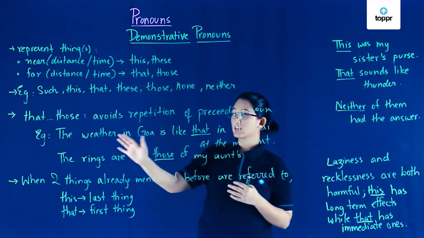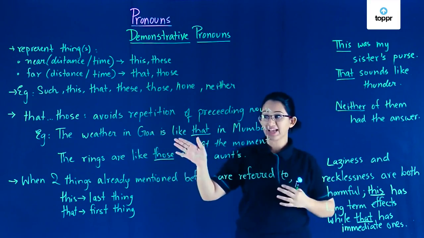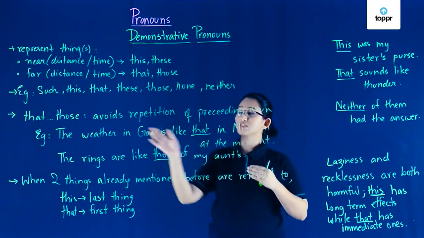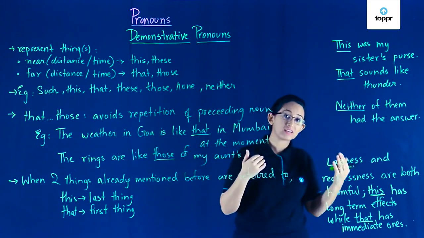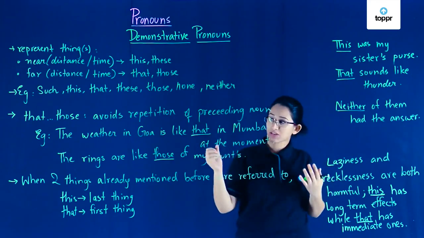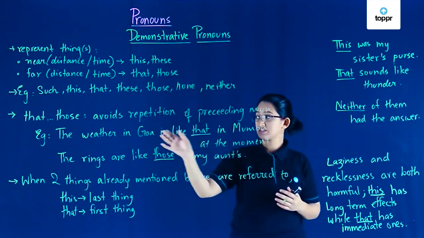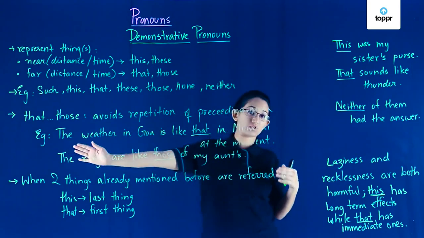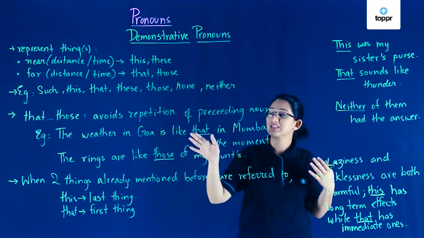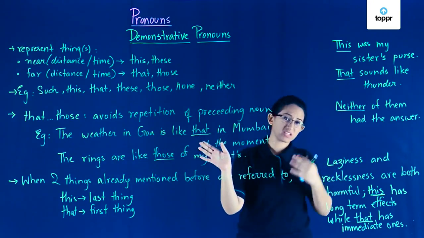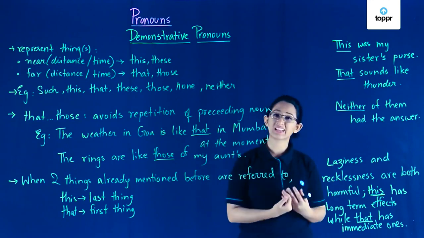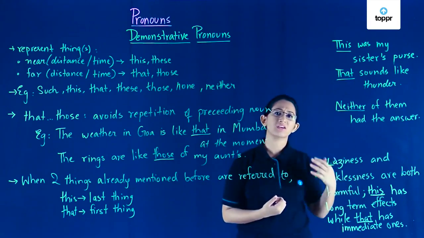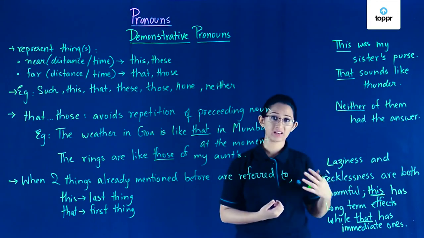So here we're talking about the weather in Goa, which is like the weather in Mumbai at the moment. We don't want to repeat the weather twice because it's already understood from the sentence. If you simply replace it with the word that, which stands for the weather, then it is understood that we're talking about the same thing that was referred to in the beginning of the sentence. So we can use these demonstrative pronouns as a way to avoid repetition, because it's important that you write in a way which is clear, not necessarily repeating the same word again and again. It is not recommended according to style when you write.